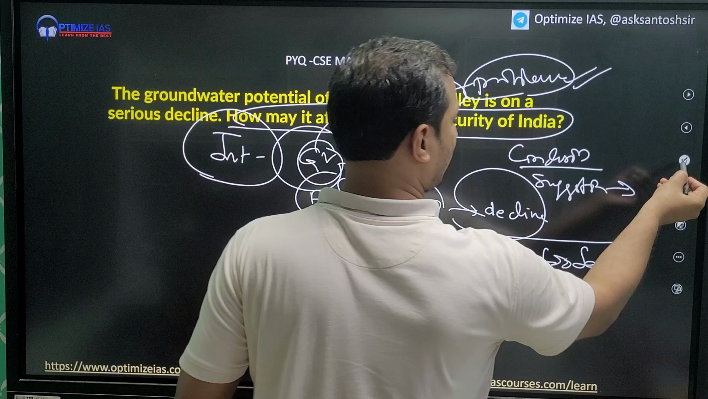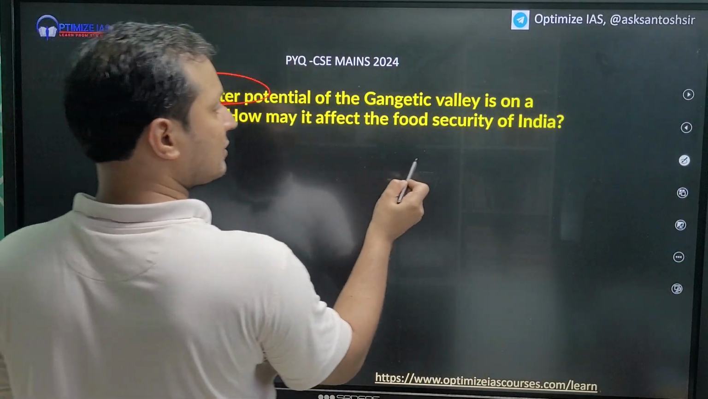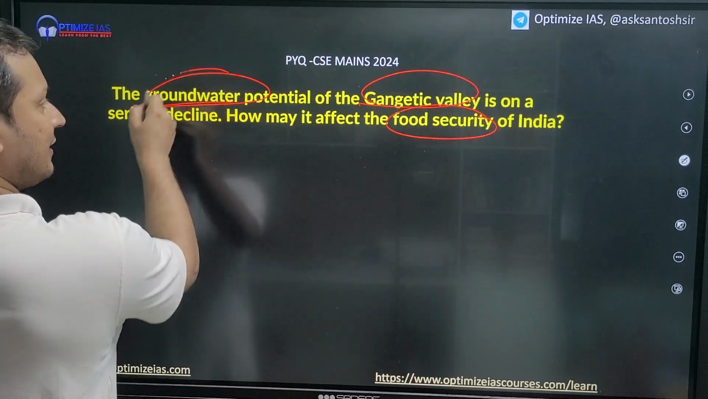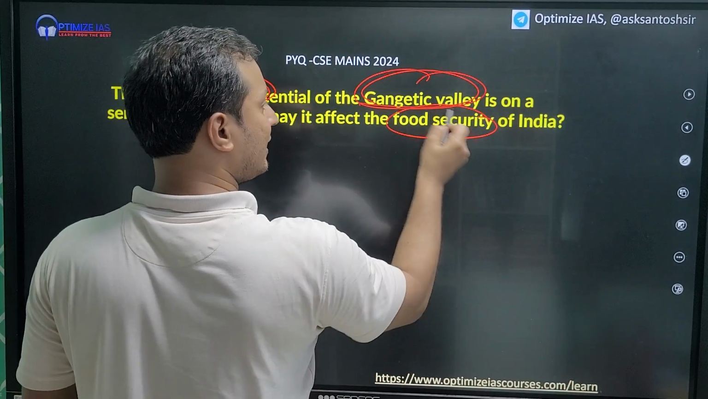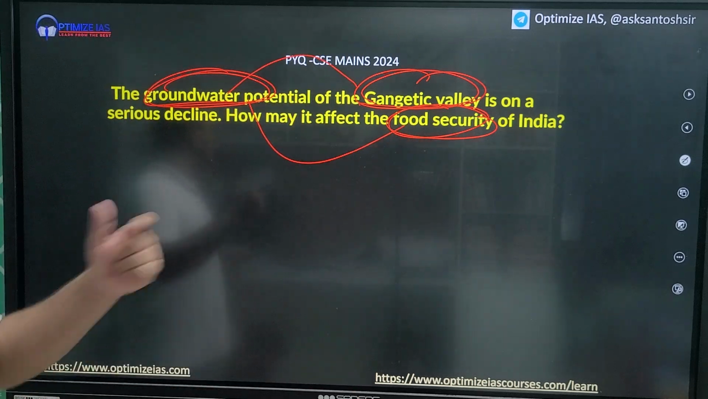One concept is about groundwater, and the other concept is what? Food security and Gangetic Valley. Okay, so there are 3 things: groundwater, Gangetic Valley, and food security. So in the introduction I have linked these 3 things. Many people don't do that.